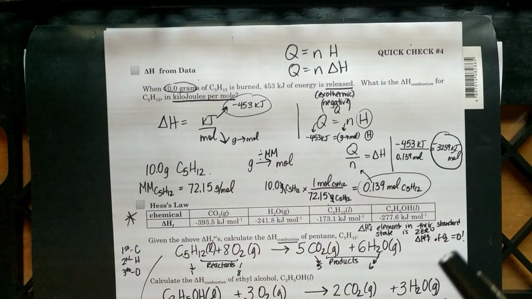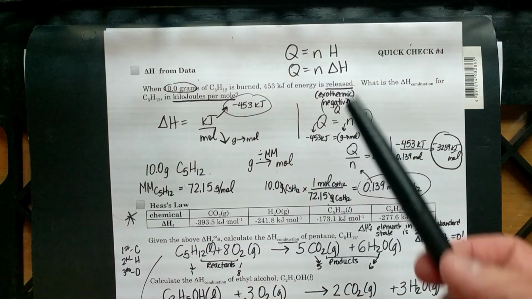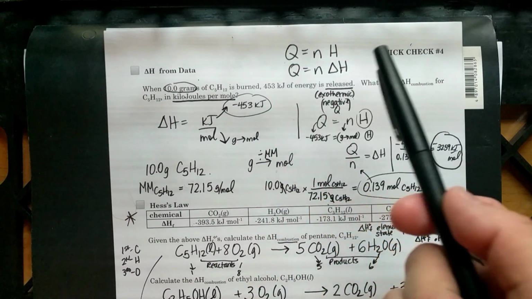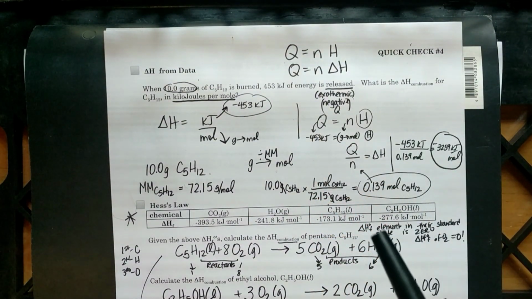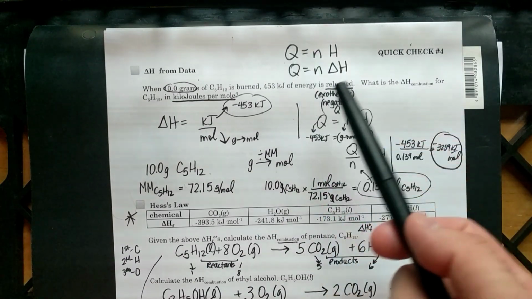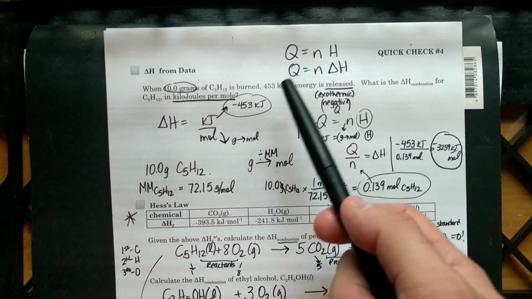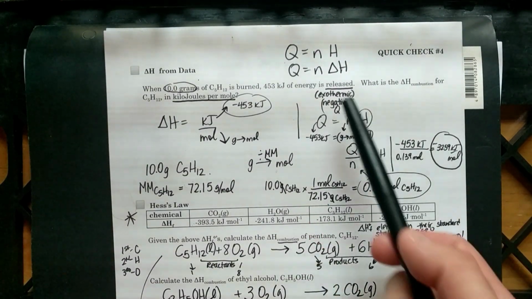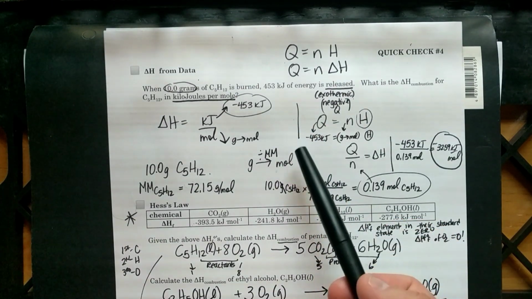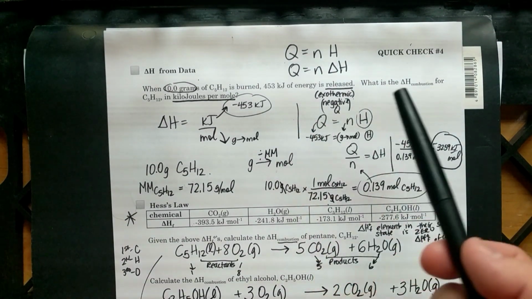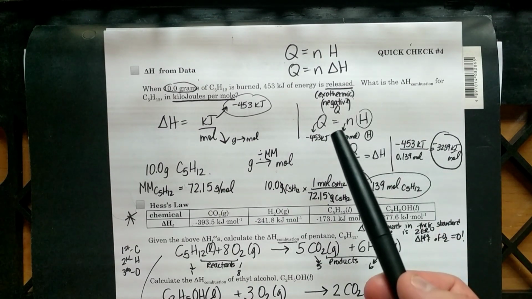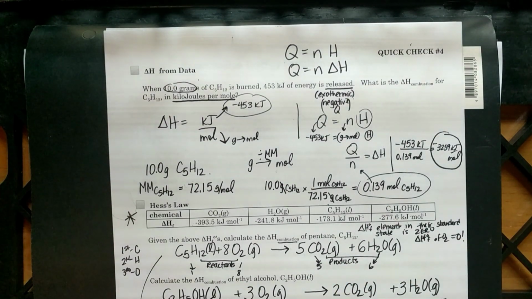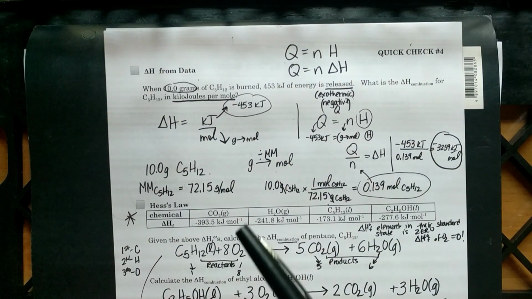Otherwise, in other videos or in other practice, there's this equation of q equals nΔH. This may look familiar to some of us who have taken honors chemistry before, where we multiplied a mass times an H. Now we're going to multiply moles times an H. But in this case, I have my q, which is negative 453 kilojoules, and I'm looking for my H, and I have something that could get me my n, grams to moles. So I have my q, I need to solve for moles.